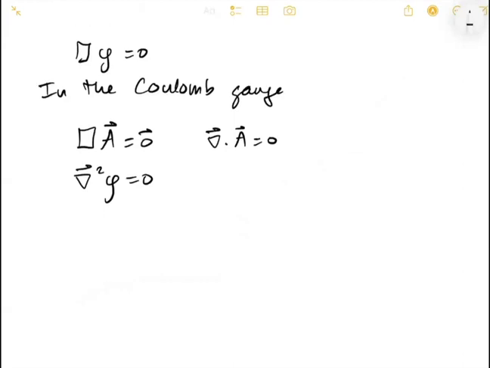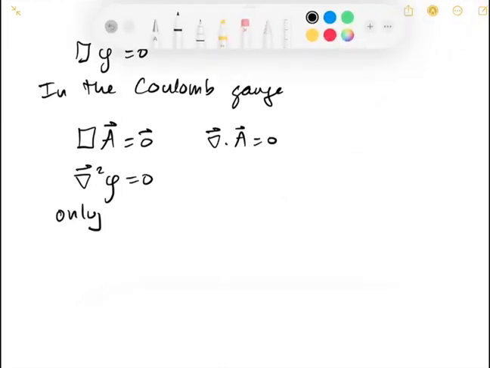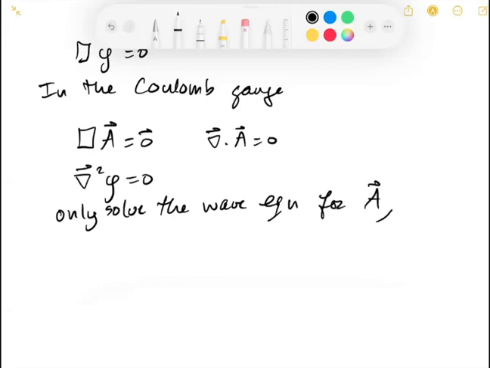But the advantage of doing the Coulomb gauge is that you only need to solve the equation for A. So only solve the wave equation for A, and then E and B follow automatically.